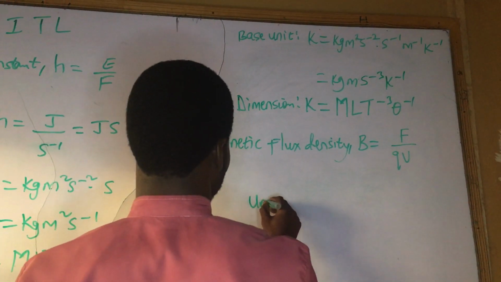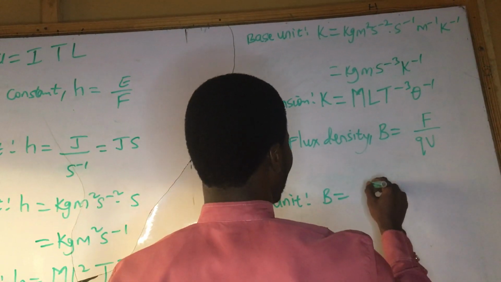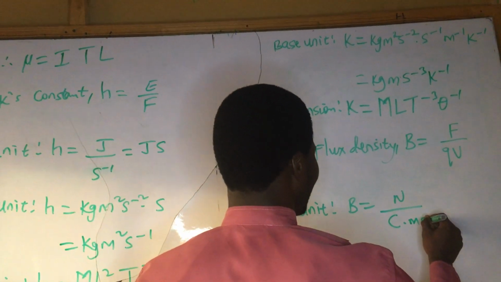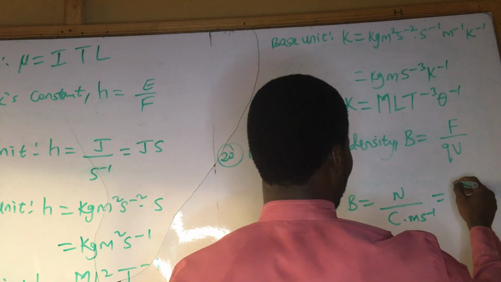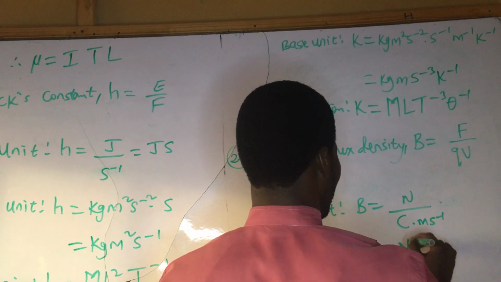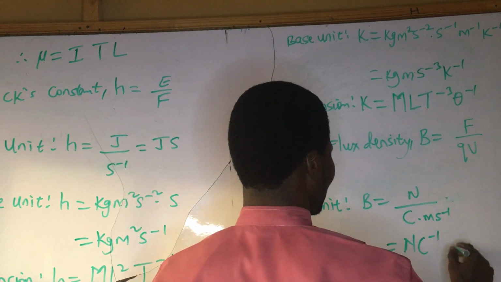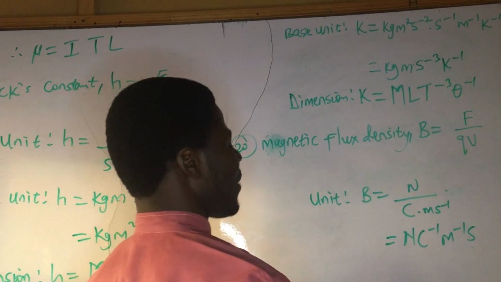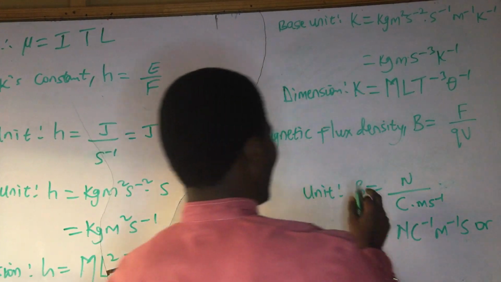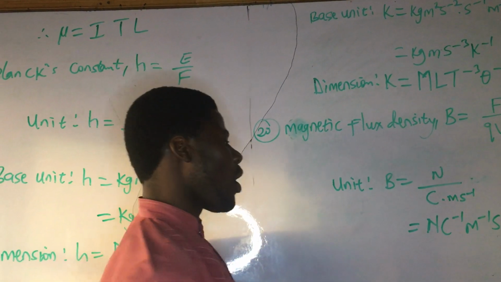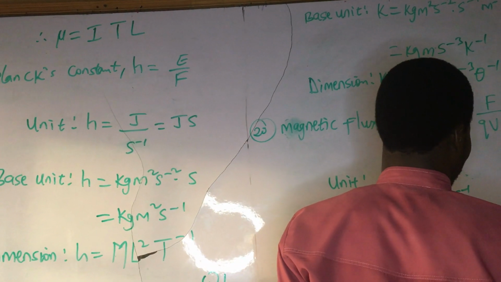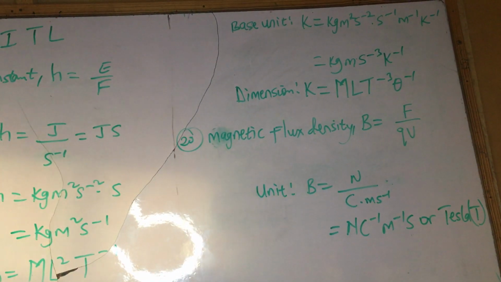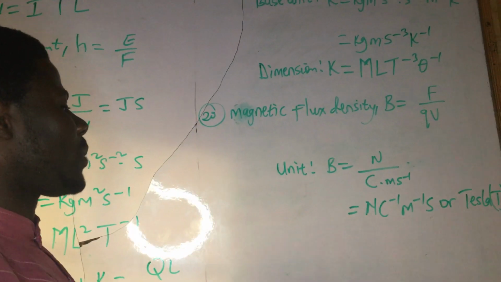So units now. Unit of force is Newton. Charge is coulomb. Velocity is meter per second. So that will give us Newton per coulomb per meter, then seconds. Newton seconds per coulomb per meter, or what we call magnetic flux density has its own specific unit called Tesla. Tesla, that's its own unit. Capital letter T. Tesla. And Tesla is 1 Newton second per coulomb per meter.